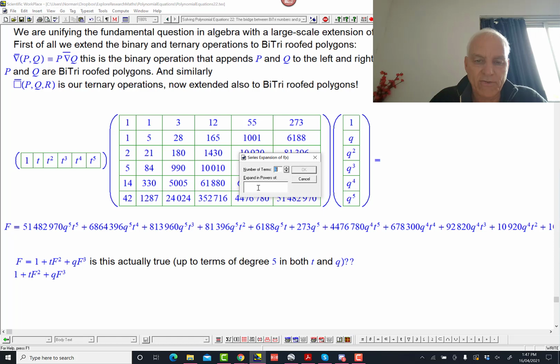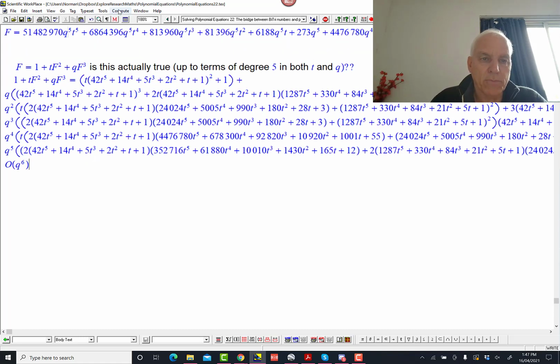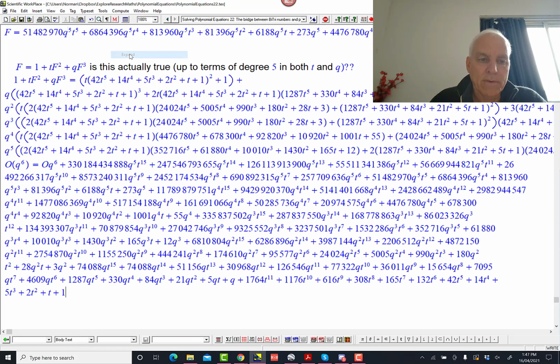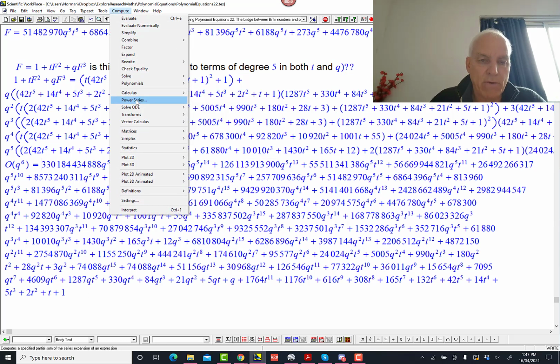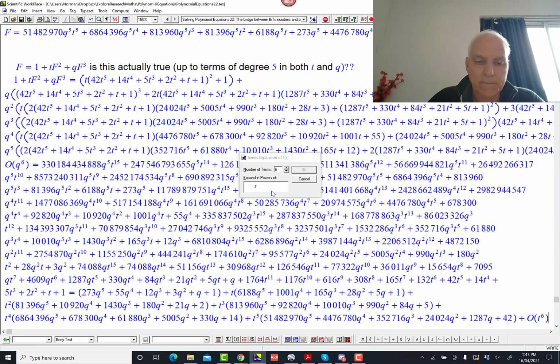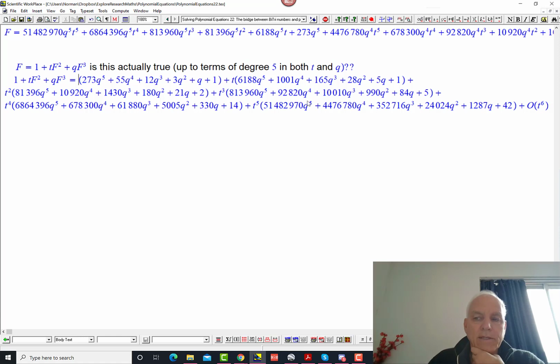Number of terms, maybe 6, in terms of q. All right, expand this out in terms of q. And now I'm going to compute, expand this out. Okay, get rid of this O. This O just means that there's higher degree terms. And now I'm going to cut out all the t terms which are higher. So power series now in t. Where is it? It's down here. Okay, so this is what I get. Get this thing here, and plus O t to the 6. Let's expand this out, get rid of this, and compute, expand.